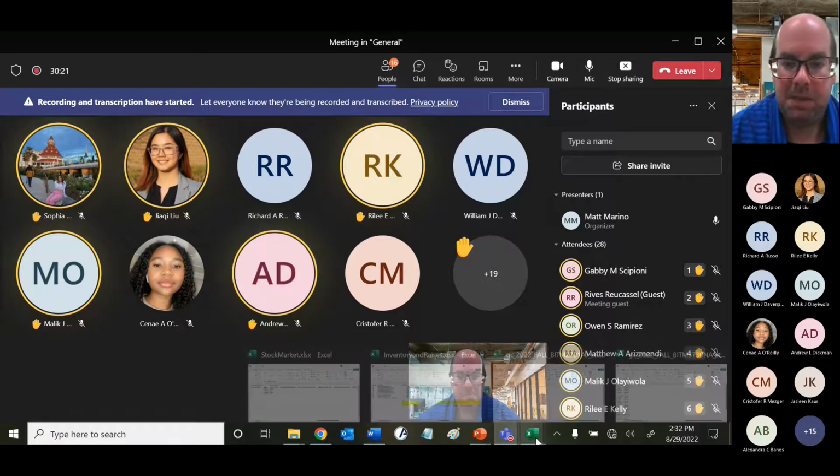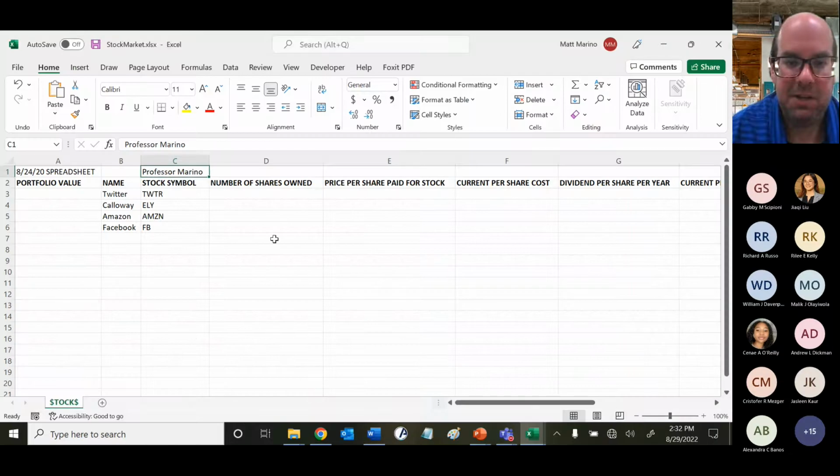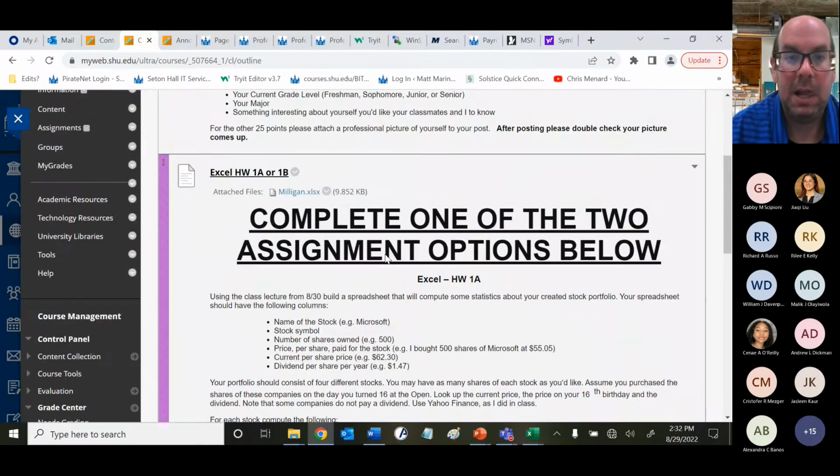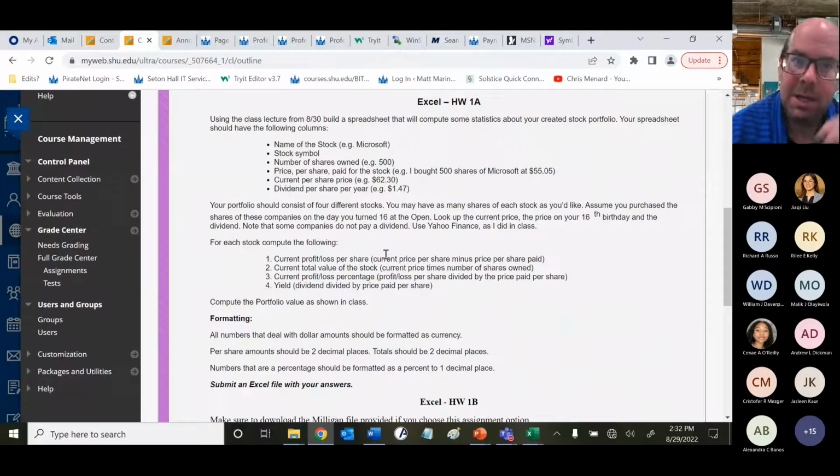All right, so hopefully everybody's ready. For the stocks tutorial example, as I promised, it's similar to homework 1A. You'll see here with homework 1A, you're asked for the name of stock, stock symbol, number of shares owned, price per share paid for the stock, current per share price, dividend per share per year. You should choose 4 different stocks.